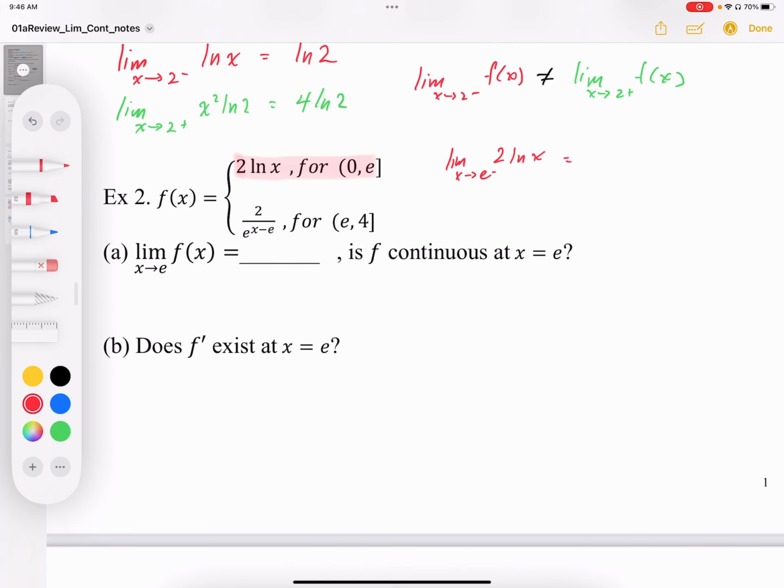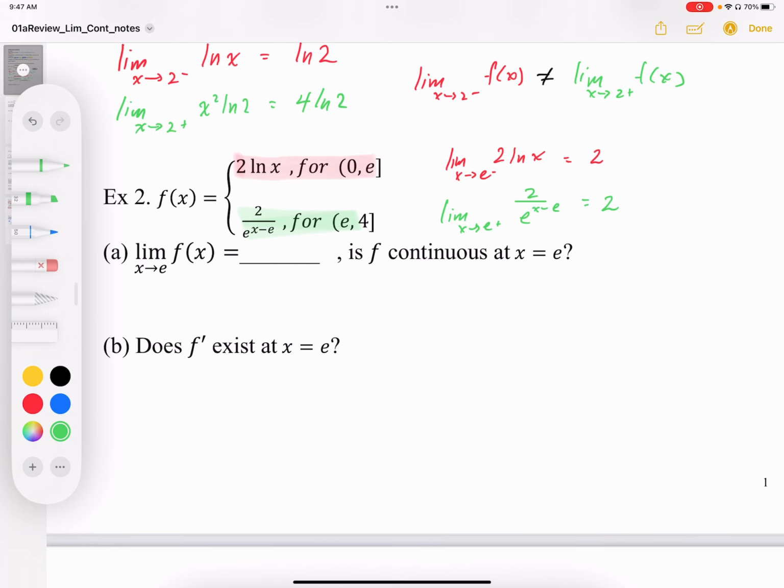And so that's going to be 2 log e. Log e is 1, so that's going to be equal to 2. And then we can test for the right-hand side, which is defined by that expression. So we check the limit as x approaches e from the positive side of 2 over e to the x minus e. When we plug e in, we get e to the 0 in the denominator, which is 1. So that's equal to 2.